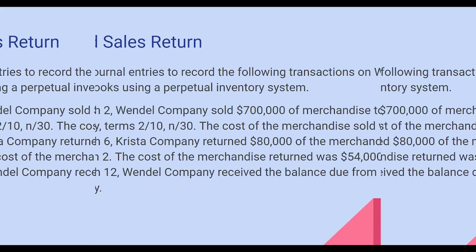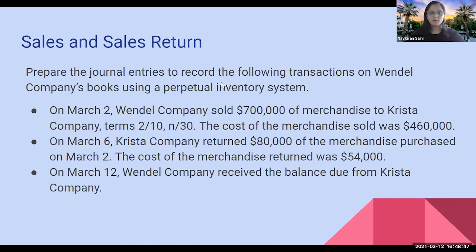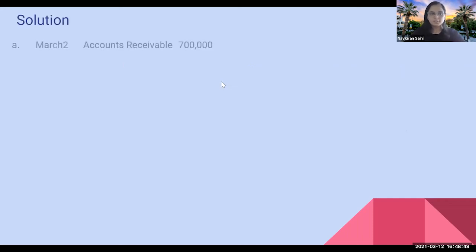When we sell the goods, we earn revenue, right? Revenue has a normal credit balance, and an increase in revenue is a credit. Since we are not receiving cash now, and will receive it later, we debit accounts receivable, which is an asset. So debit accounts receivable for 700,000 and credit sales revenue for 700,000. This is the amount of goods that we sold.